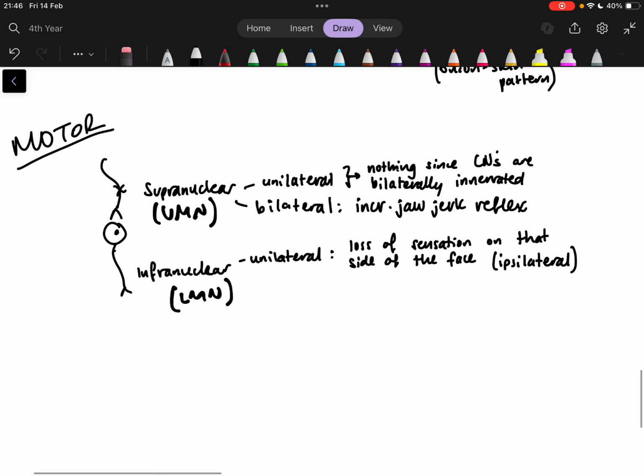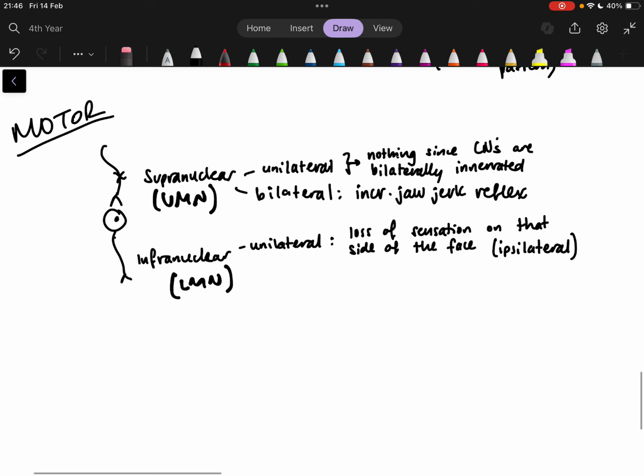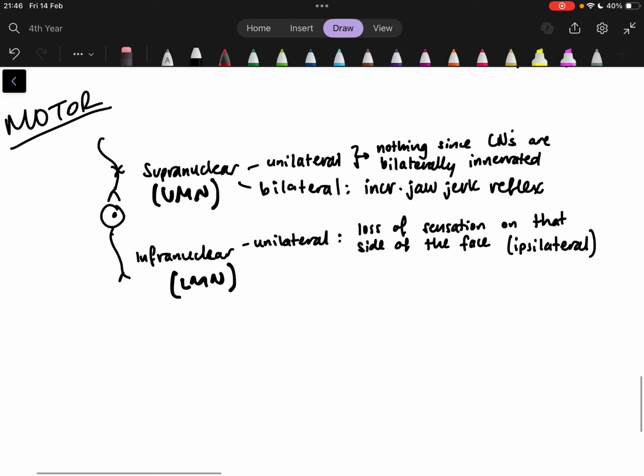Motor-wise, this is just exactly like upper motor versus lower motor neuron. If you have a lesion in the supranuclear part, which basically means above the nucleus, before it synapses on to the motor nerves of those muscles, you're going to have upper motor neuron lesions. But it depends, because if you have a unilateral lesion, which basically means on one half of the face, that supranuclear part being damaged, nothing actually happens, because most of the cranial nerves are bilaterally innervated. So even if one half gets affected, it still gets another signal from the other side, so it's still fine.